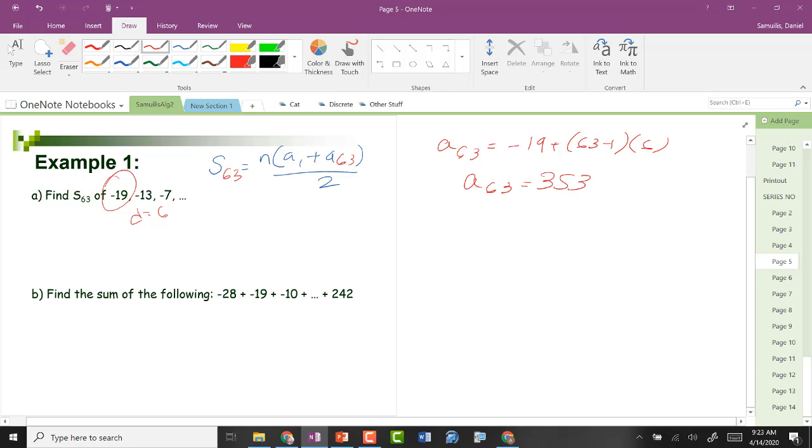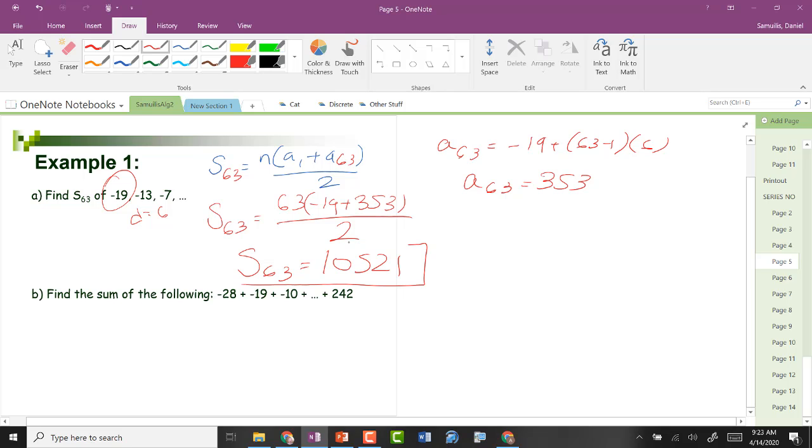Now we have all the pieces to the puzzle, and we can find the sum of the first 63 terms. I have 63 times the first term, plus the 63rd term, which is 353, and then I divide that by 2. If I took negative 19, added to it negative 13, added to it negative 7, and so on and so on, you get the sum of the first 63 terms to be 10,521.